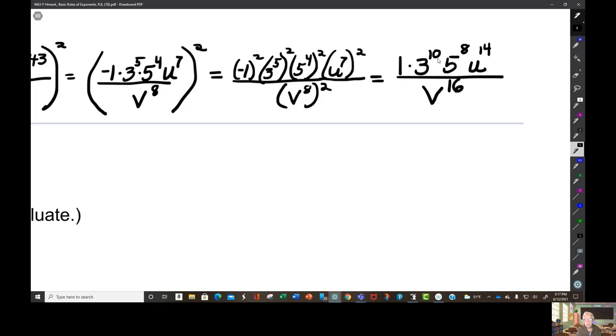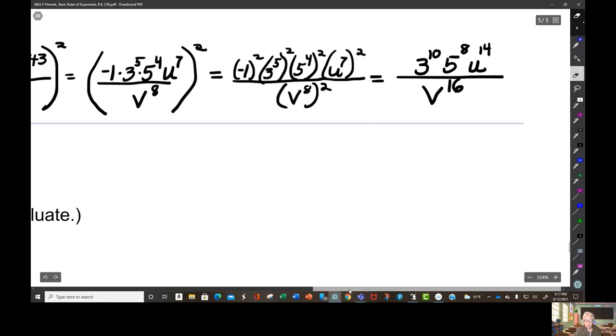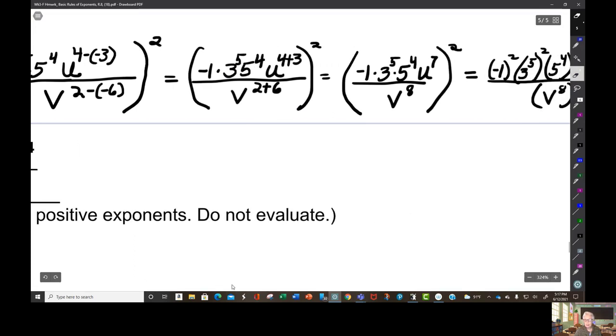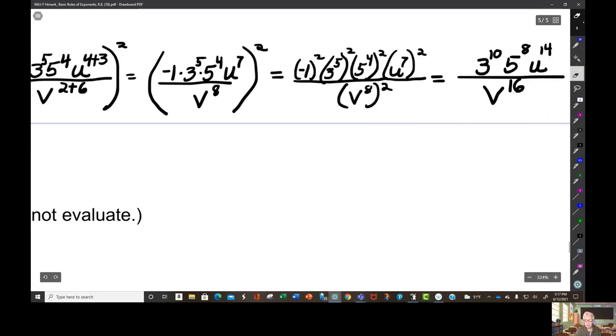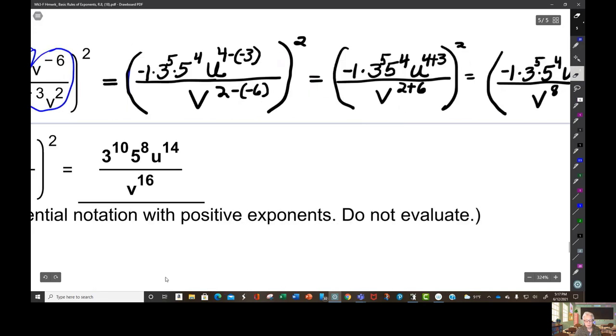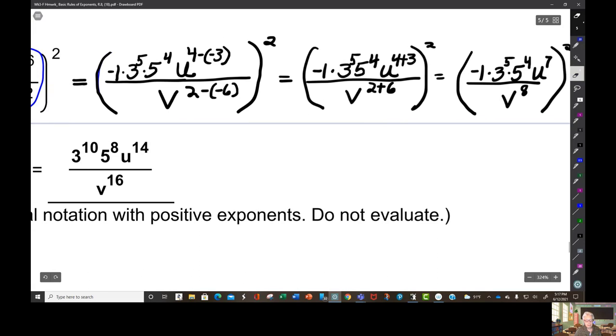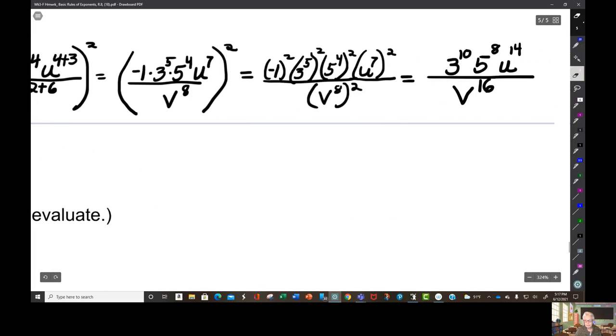I mean, 1 times 3 to the 10th is 3 to the 10th. So I am going to erase the 1 and make that my answer. Let's see if the My Math Lab people agree. 3 to the 10th, 5 to the 8th, u to the 14th, v to the 16th. Yep, yep, yepper.